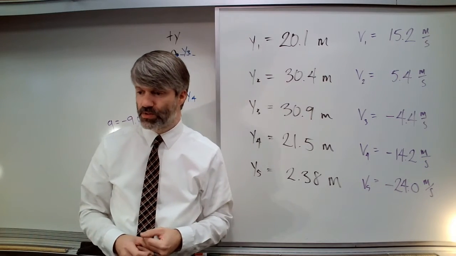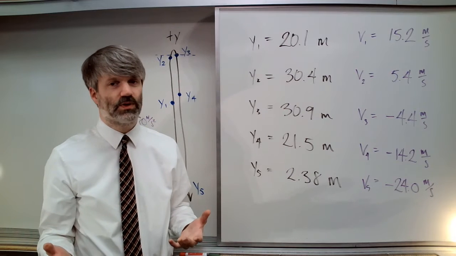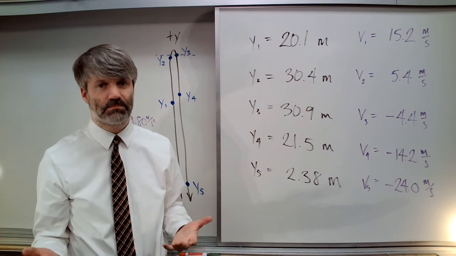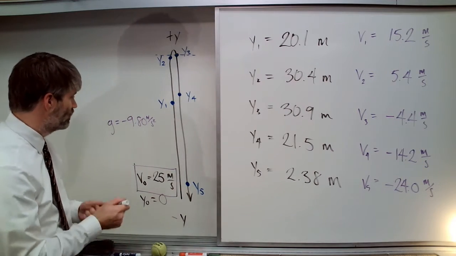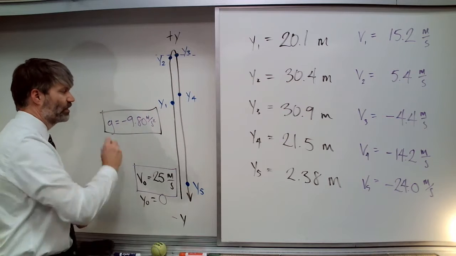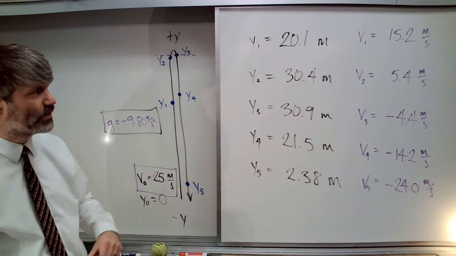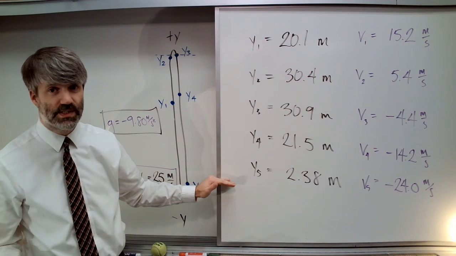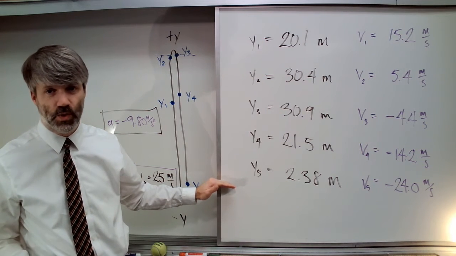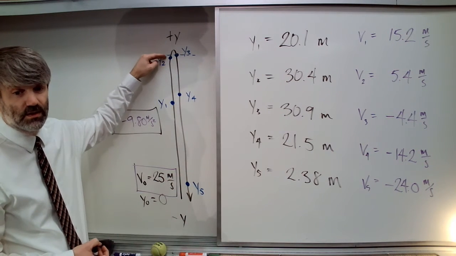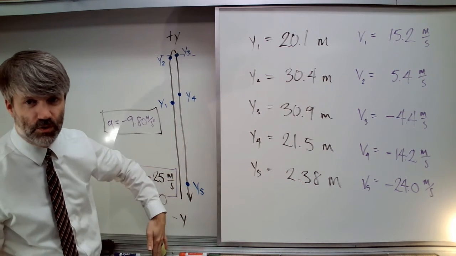And the last bit of this, what is the ball's acceleration each second? Well, what is it that's accelerating it? It's gravity, right? And what is the acceleration due to gravity? Well, negative 9.80 meters per second squared. So if I were to put that in each of these, every second its acceleration is negative 9.80 meters per second squared. Here, here, here, here, here. It does not matter if it's going up or if it's going down.